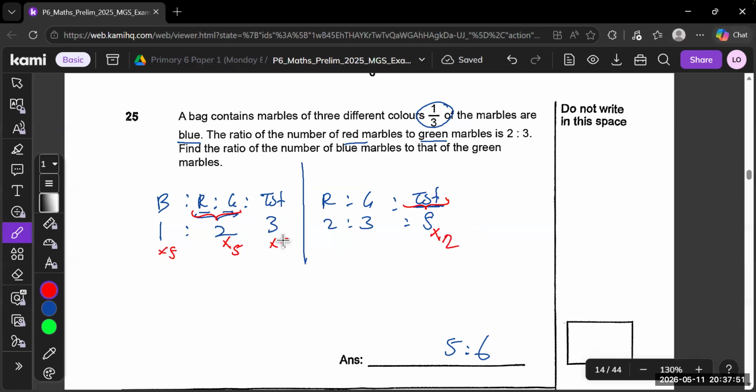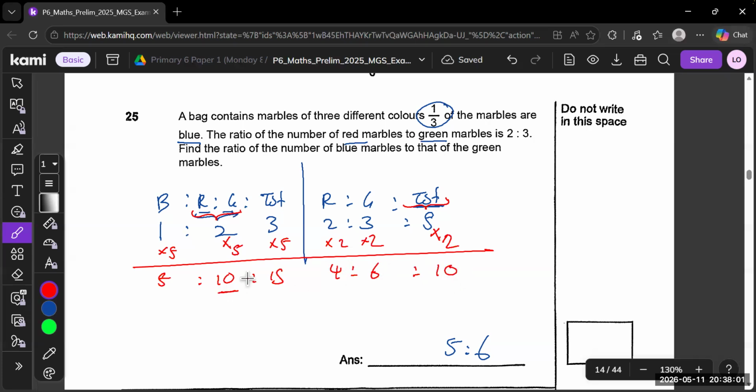So once you make them equal, then what will you get? 5, 10, 15, 4, 6, 10. So red and green, same number already, right? Then they are one big family. You can call them units. And you pick your answer from here. So what's the ratio of blue to green? Blue is 5, green is 6. Very simple, very easy. Okay, yeah.